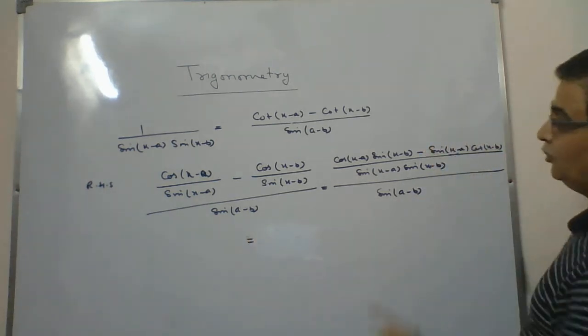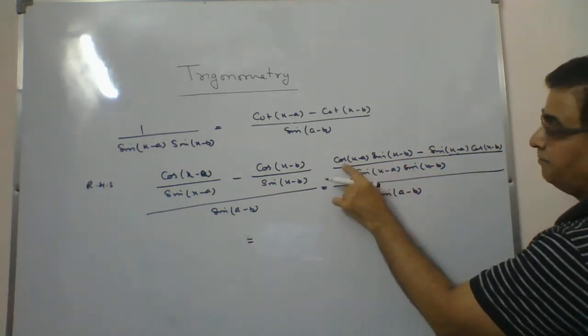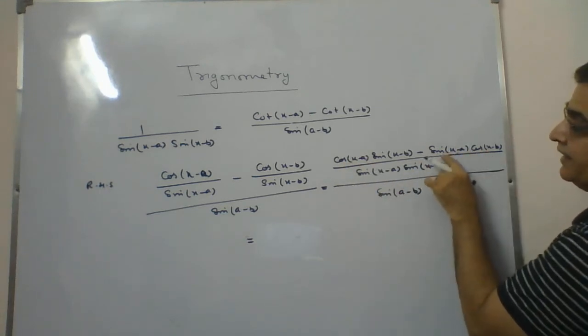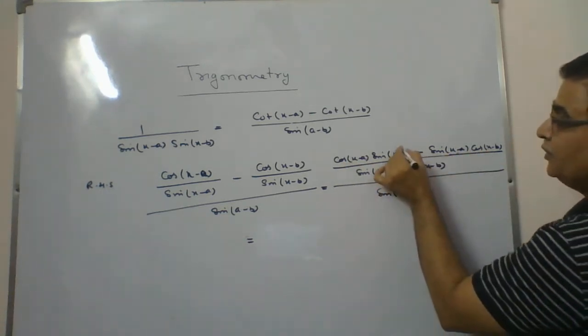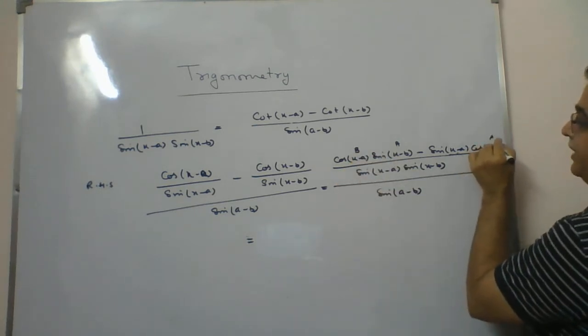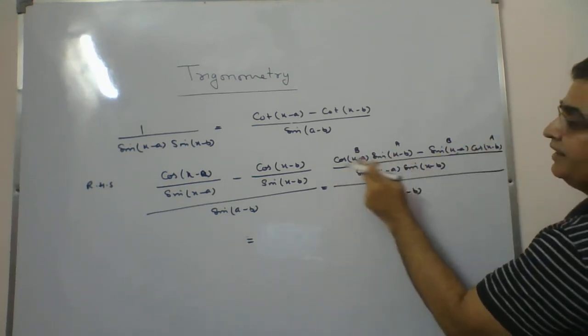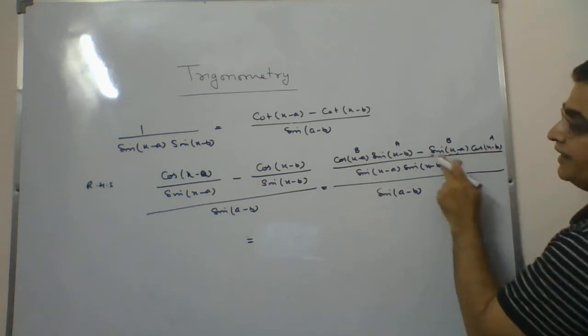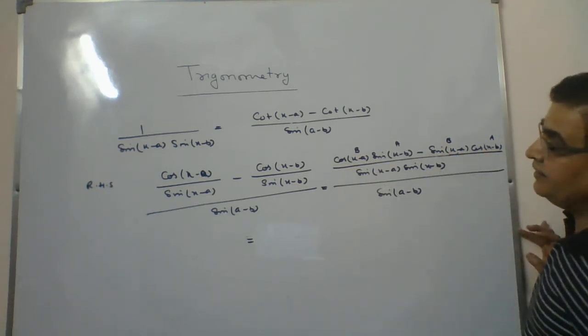Now if you check the formula, it is sine a cos b minus cos a sine b. This will be your a, this will be b. Again this is a, this is b. Sine a cos b minus cos a sine b. Formula is sine (a minus b).